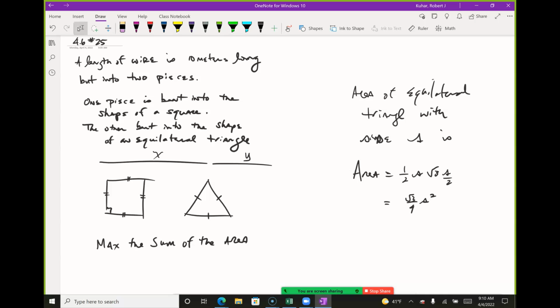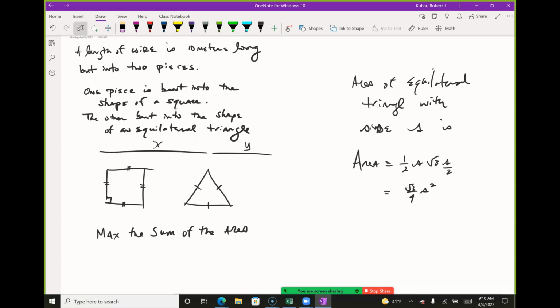The length of wire is 10 meters long. Four x plus 3y equals 10? No, you're doing perimeter, right? So we've got to do an area, but don't mix the two. Could you just have an equation for me here? I like the thought, though, Jess.